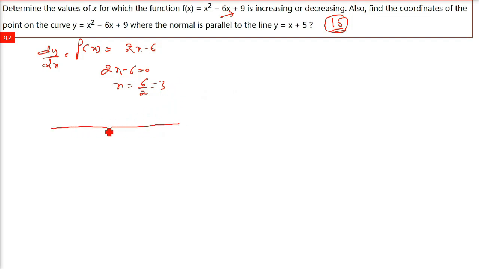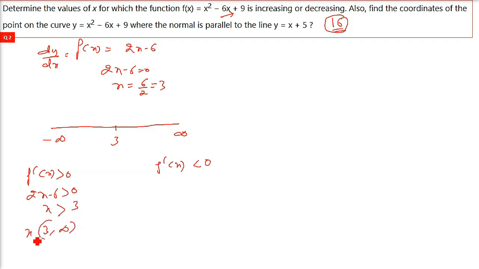Now if you see here, this is the critical point. Anything which is greater than 3, which is 3 to infinity, will give you something, and anything which is lower than 3, which is negative infinity to 3, will give you something. Let's see what that something is. f dash x greater than 0 for increasing, f dash x less than 0 if it is decreasing. So we have 2x minus 6 greater than 0, that is x is greater than 3. So x belonging to 3 to infinity.